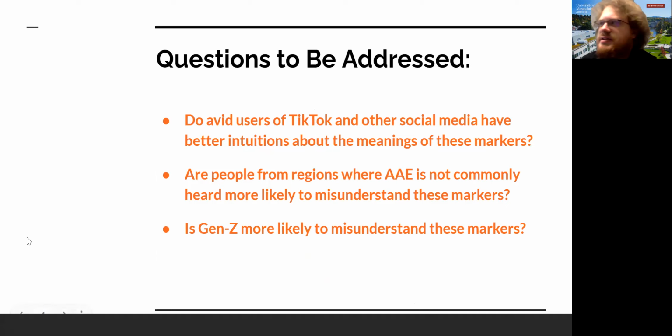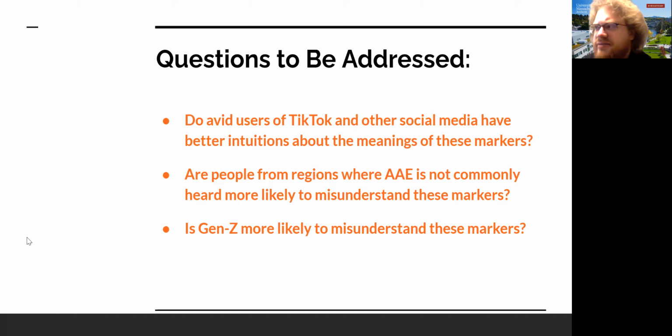So, questions to be addressed. Do average users of TikTok and other social media platforms have better intuitions about the meaning of these markers? So basically, people who are on social media a lot, are they kind of learning how to use these markers, even if they're not native speakers of AAE? Secondly, are people from regions where AAE is not commonly heard more likely to misunderstand these markers? I know that's a mouthful, but all I mean by this is basically if you come from a place where AAE is heard often, do you understand it better? Versus the opposite. If you come from a place where AAE is not used, do you have a hard time understanding it, even if you're not a native speaker?